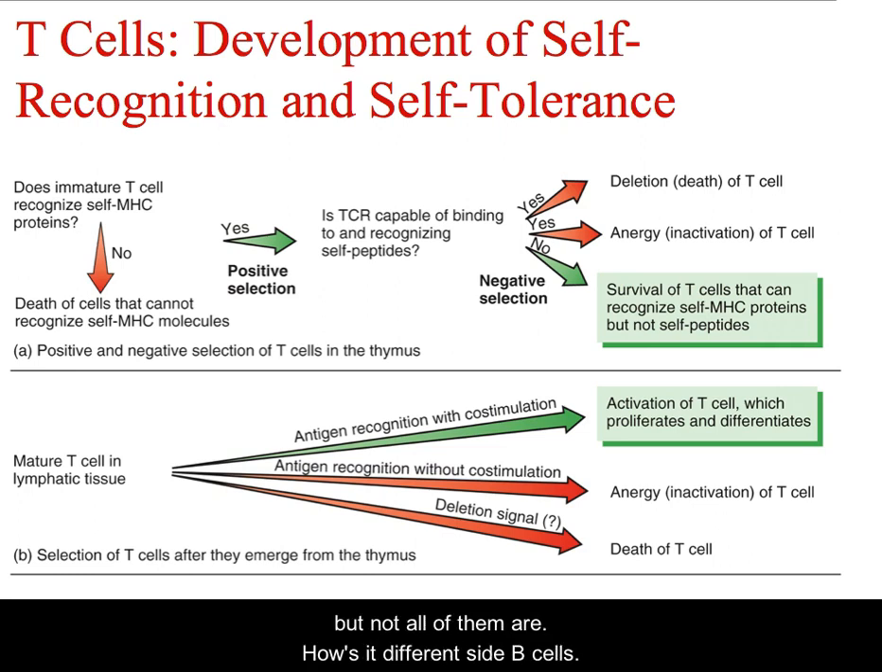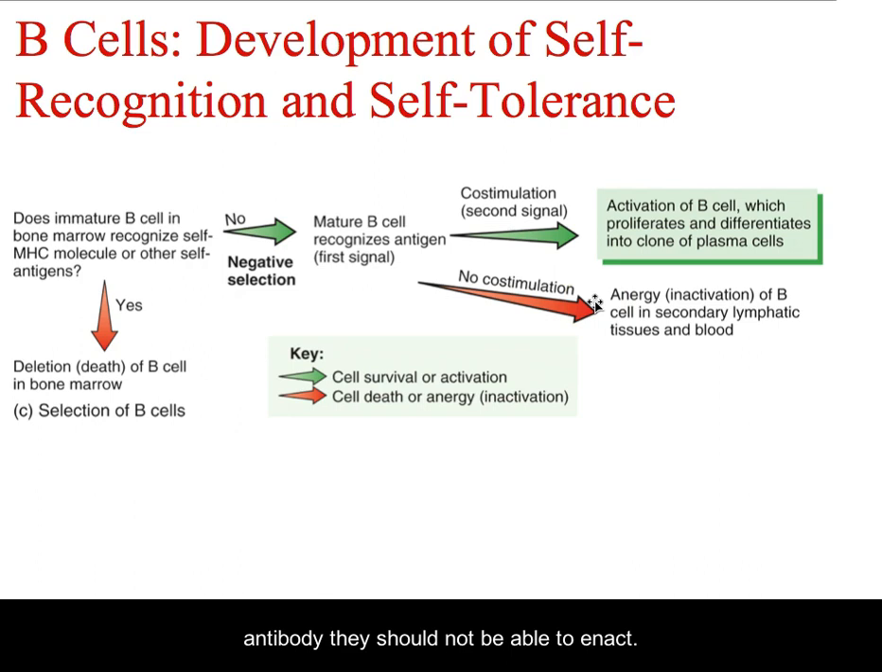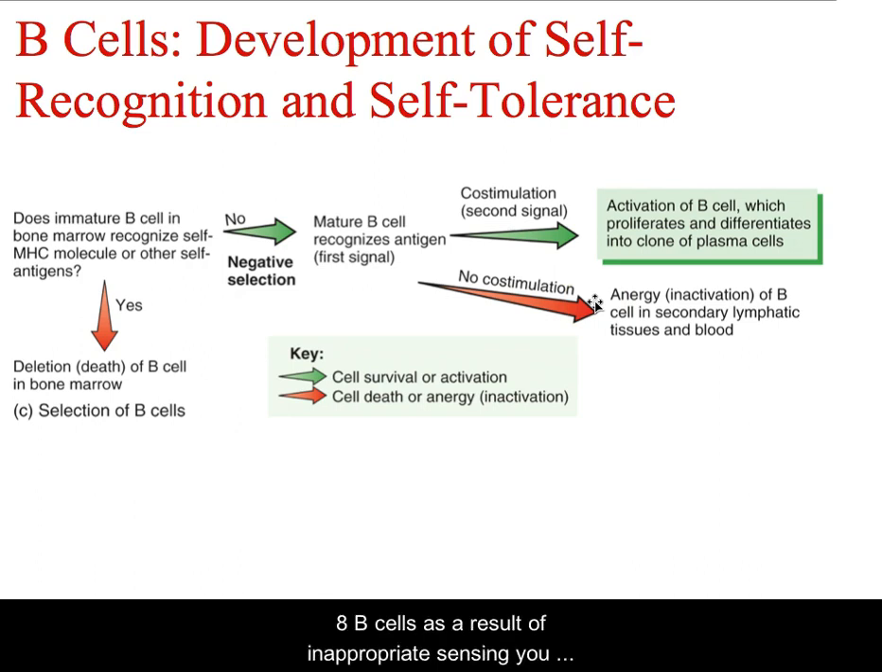How's it different inside B cells? B cell development, same thing. They are immature inside the bone marrow. Mature B cells should be able to see self-MHC molecules. Okay? And then they should be able to get a co-stimulation, which is then going to differentiate into plasma cells, and they're going to release antibody. They should not be able to inactivate B cells as a result of inappropriate signaling. You don't want to have excess antibody inside the circulatory system if you can help it.